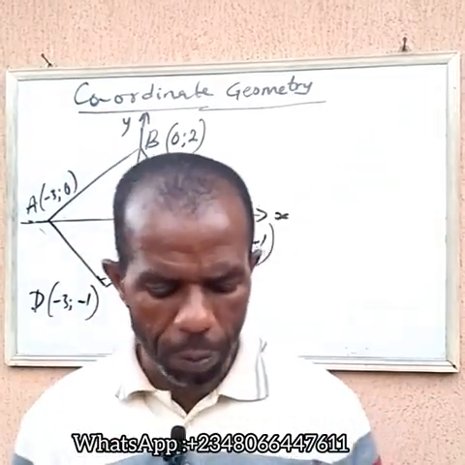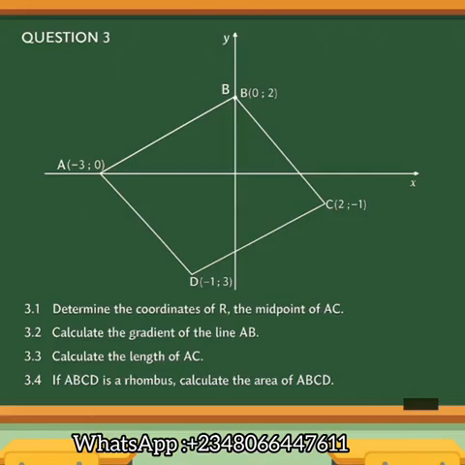While I read, according to the question, it says: in the Cartesian plane below, A has coordinates -3 and 0, B has 0 and 2, C has 2 and -1, and D has -1 and -3. These are points on a quadrilateral. A quadrilateral is a four-sided shape. So this forms a quadrilateral.